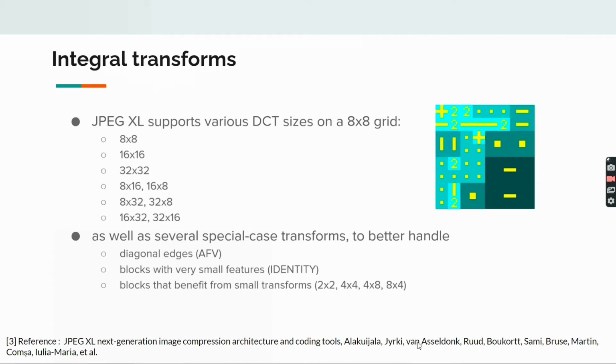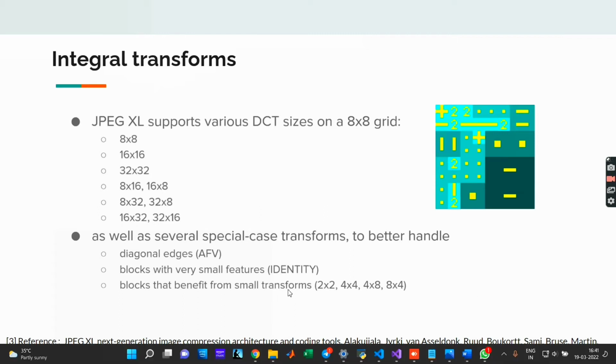For example, small transforms can also be used. In the previous point we observed that for homogeneous areas we can use higher size transforms. Similarly, for heterogeneous areas where there are a lot of variations, we can use smaller transforms so that this variation can be captured easily. There are other transforms called AFV and identity, which are like modified versions of the small transforms.